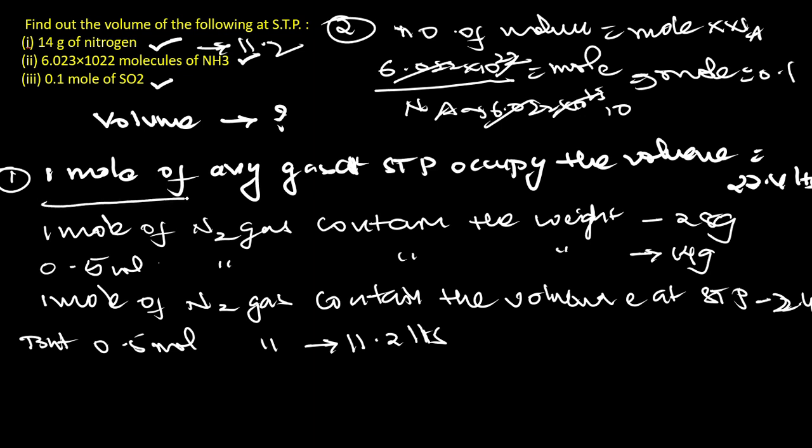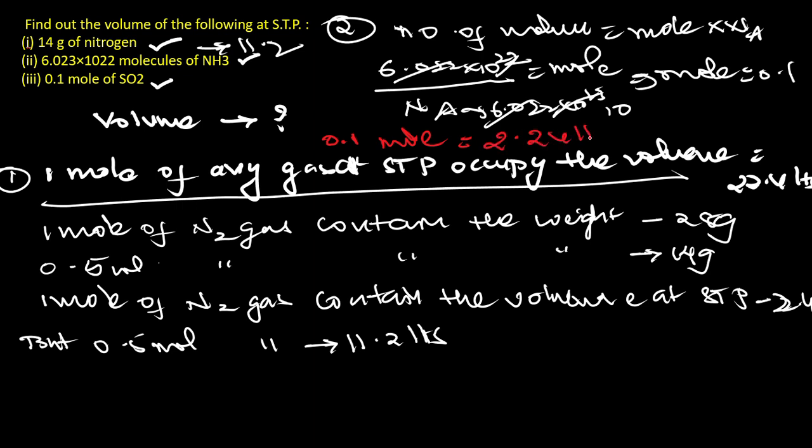Already we said 1 mole of any gas occupies a volume of 22.4 liters. Then 0.1 mole of ammonia gas, how much volume will it occupy? For 1 mole of ammonia gas it is 22.4 liters, then for 0.1 mole it will be 2.24 liters. So the second answer is 2.24 liters.